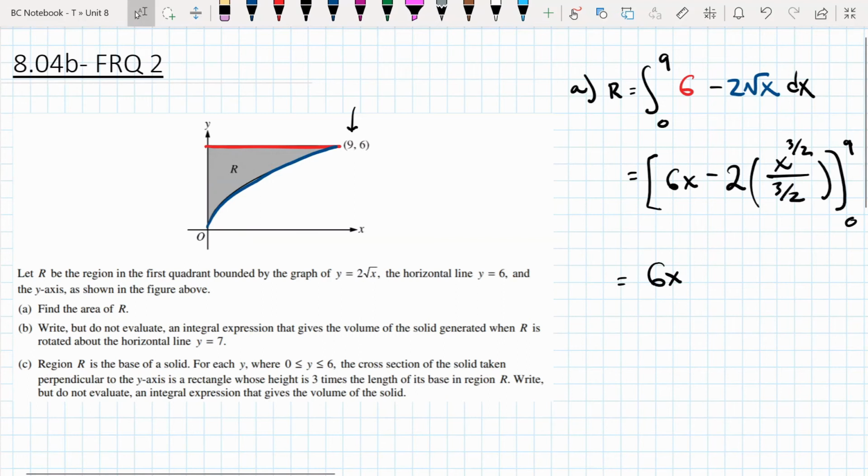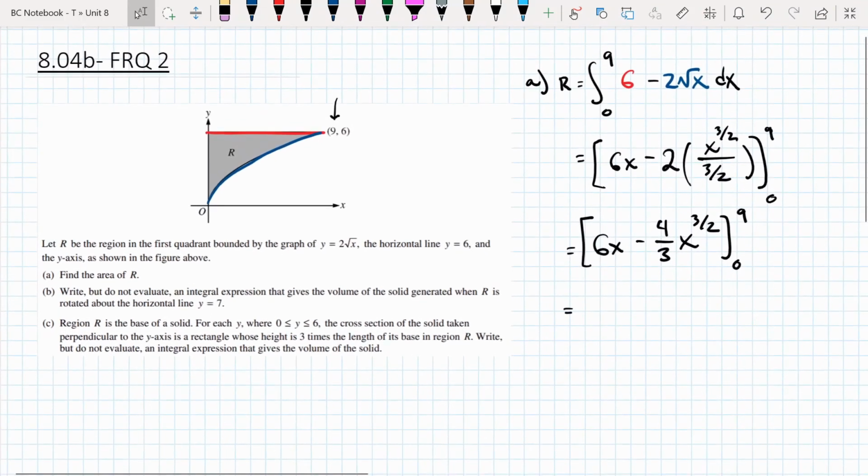So 6x minus 4 over 3, because we can multiply by the reciprocal of 3 over 2, x to the 3 over 2, evaluated from 0 to 9. Well, the 0 term doesn't matter because both these terms, if we plug in 0 for x, are going to be 0. So now it just comes down to plugging in 9. So we end up with 54, 6 times 9, minus 4/3 of 9 to the 3 over 2.